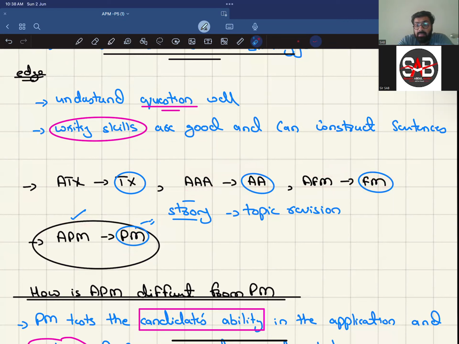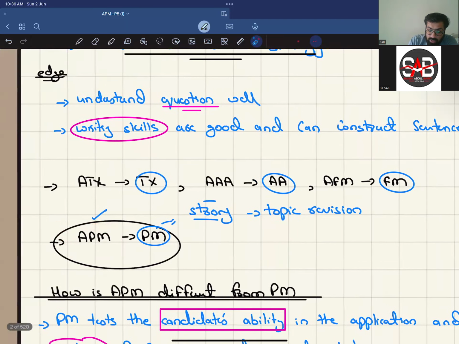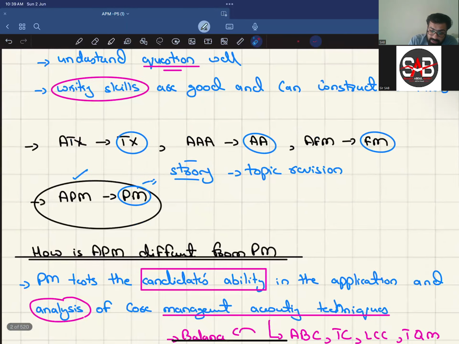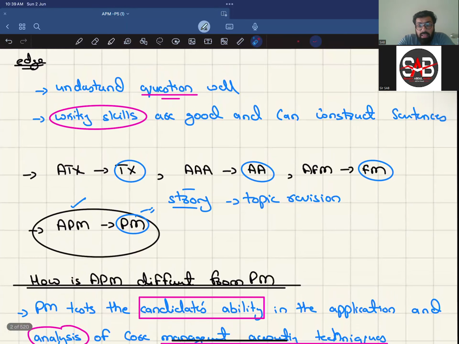So, sir, that means for the performance management paper, the costing techniques and strategies that we have learned there, which were ABC, target costing, standard costing, TQM, are all these techniques included in APM? So yeah, it is included. That's totally a matter that you need to revise those techniques before going into APM.